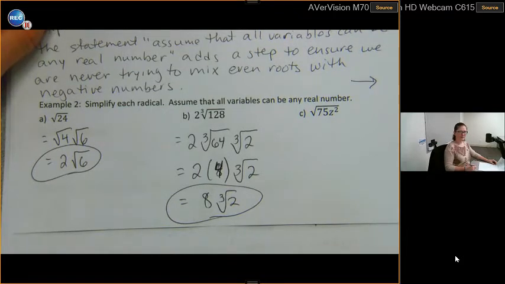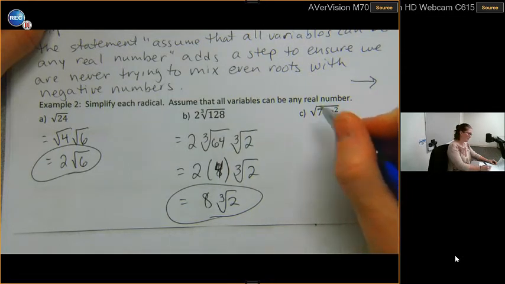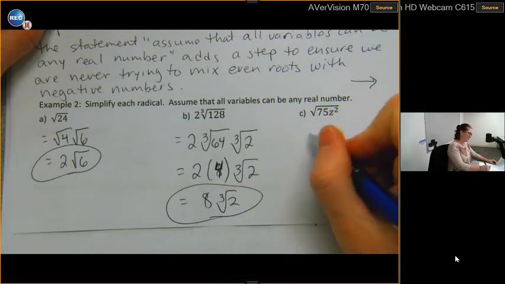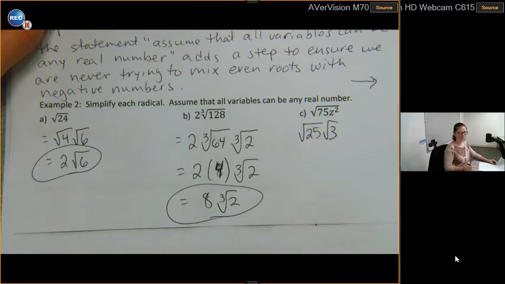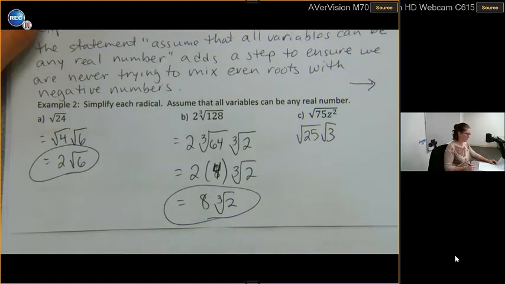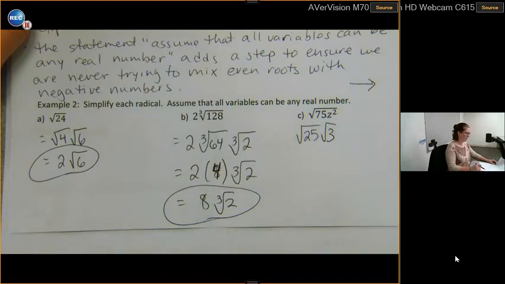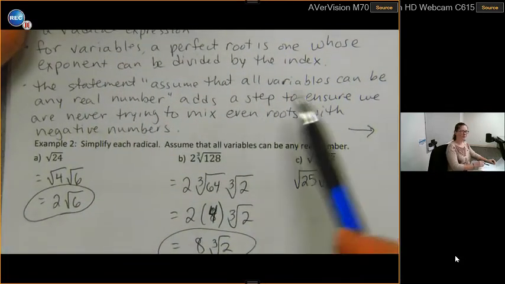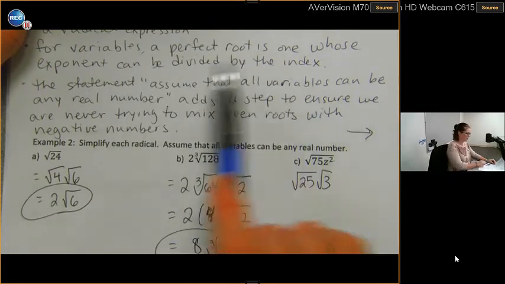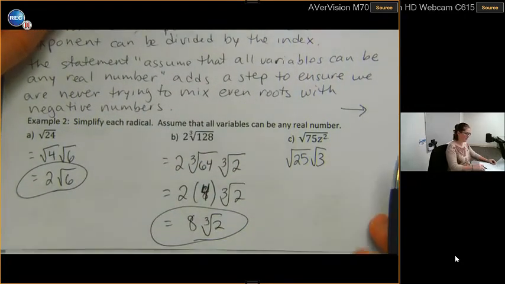Letter C is the square root of 75z squared. So I'm looking at 75. Perfect square going into 75 is 25 times 3. And then for the exponent on the variable, it does divide by the index because the index is also 2. Right, that was one of the statements up here. A perfect root is one whose exponent can be divided by the index.